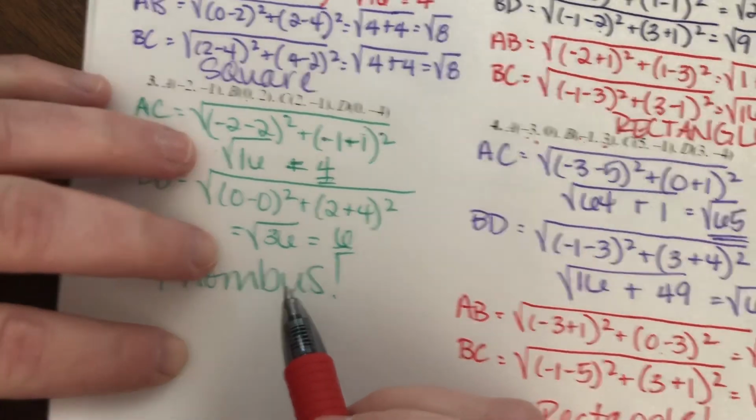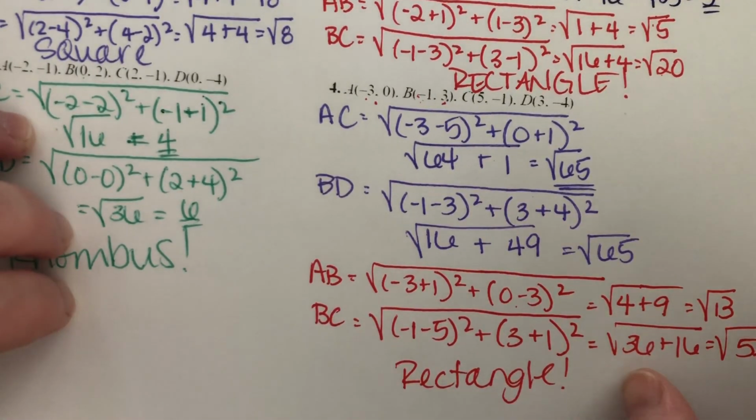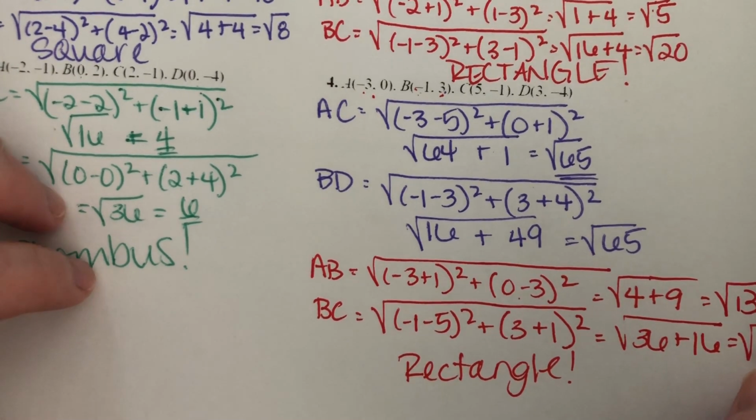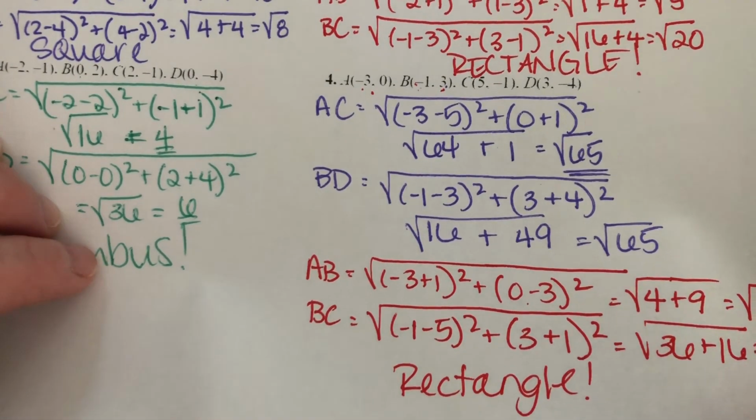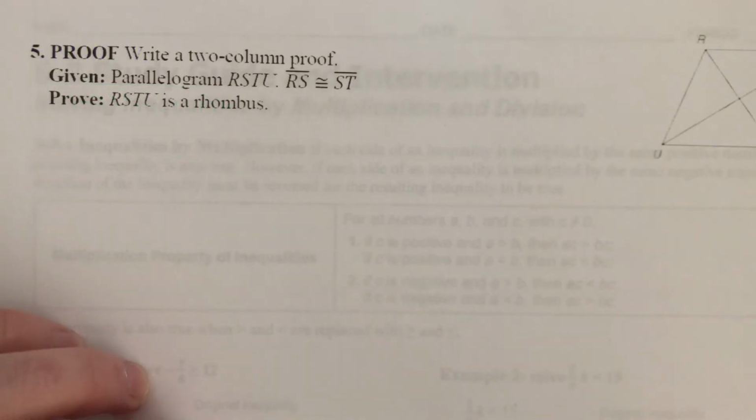Number 3, we got a rhombus. And number 4, we got a rectangle. Next, and we're almost done with this video, we're going to complete a proof together. All right, so this is our proof.